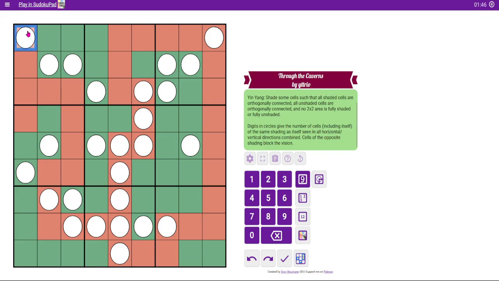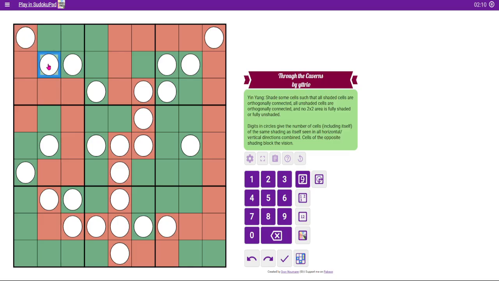So let's look at this little circle up here, for example. It's shaded red. And then we need to figure out how many other reds it sees in the horizontal row and in the vertical column. So for this one, for example, it can see itself and 3 other cells. So this one would be a 4.